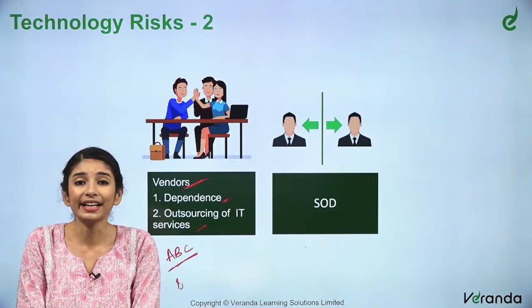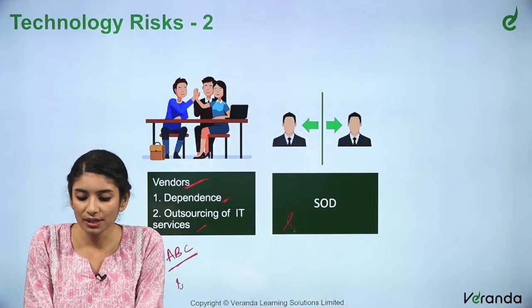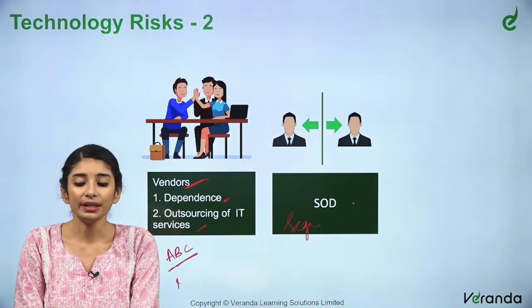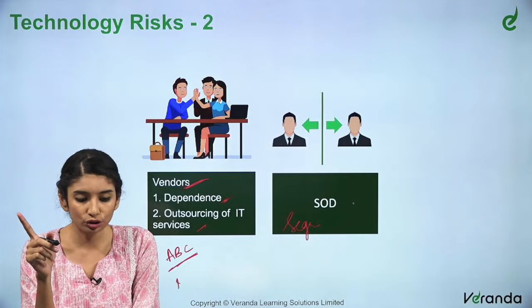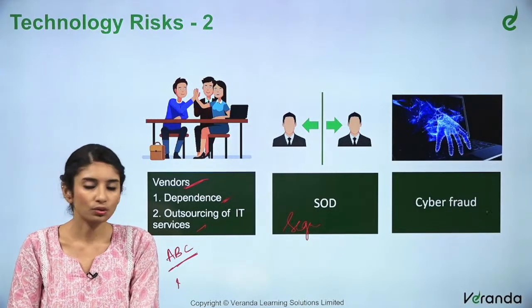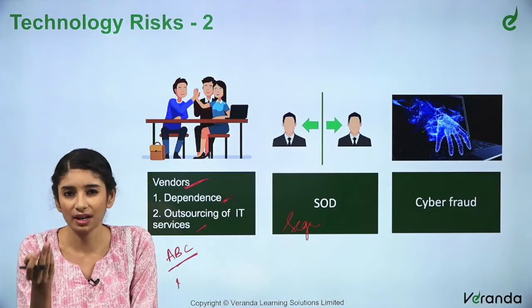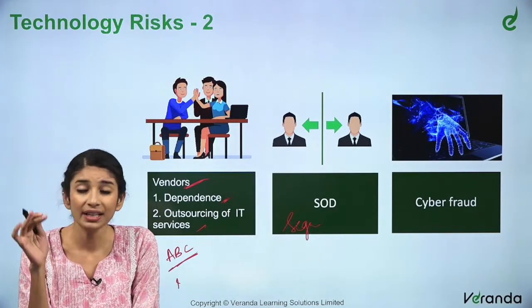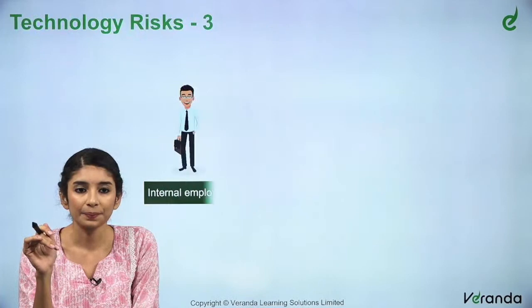Next, I have segregation of duties. SOD controls. Segregation of duties means that the maker-checker concept needs to be there. Finally, I have cyber fraud. So many things are happening through the internet, credit card fraud, debit card fraud, all of these things. Cyber fraud is also a tech risk.